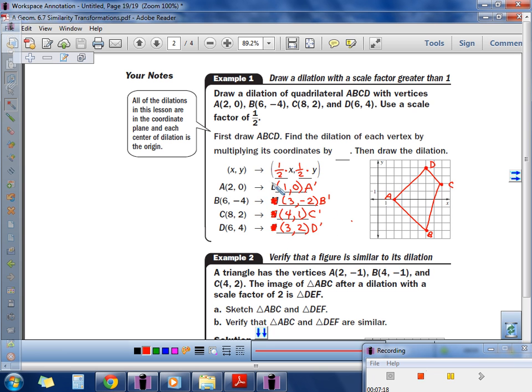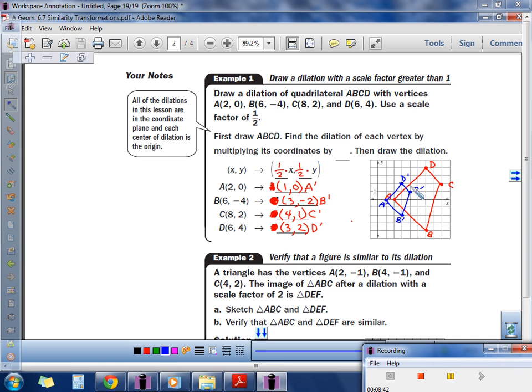Those are bad names. We know how to properly name these after a translation or dilation, and use the prime letters. The primes indicate that you have a new shape. So the original has plain letters. The new shape has the prime letters. Now I can go through and we can graph those points.